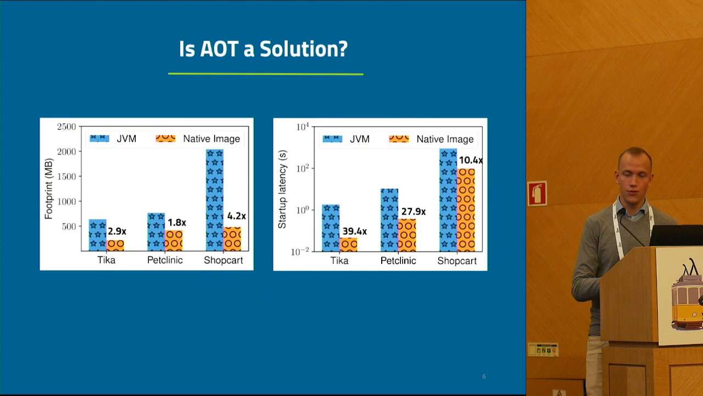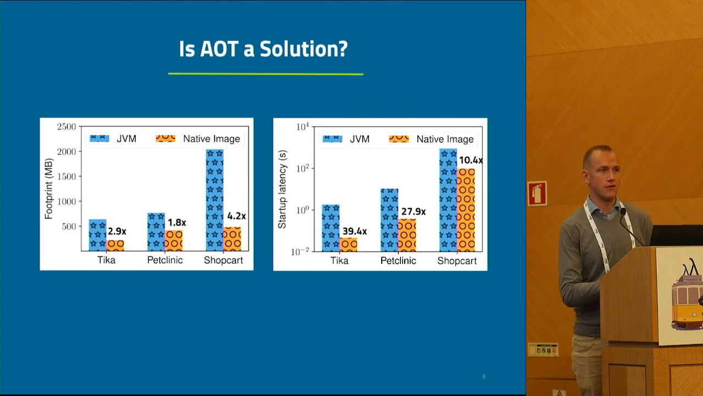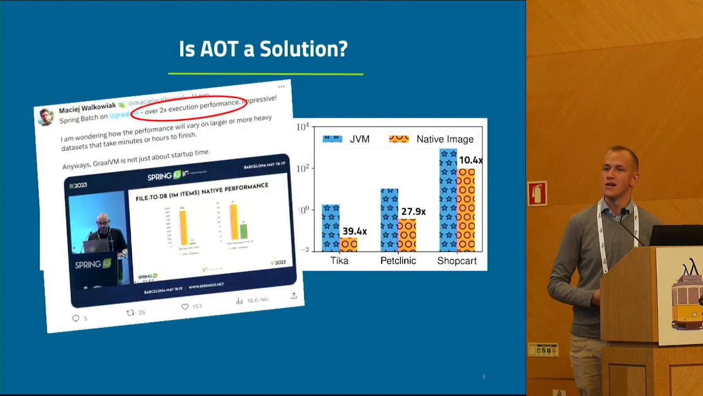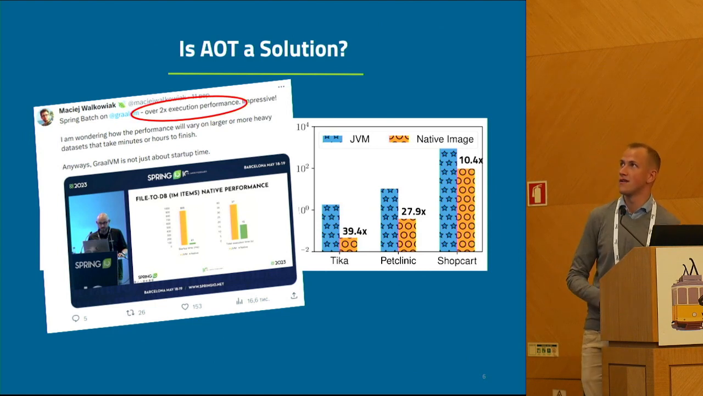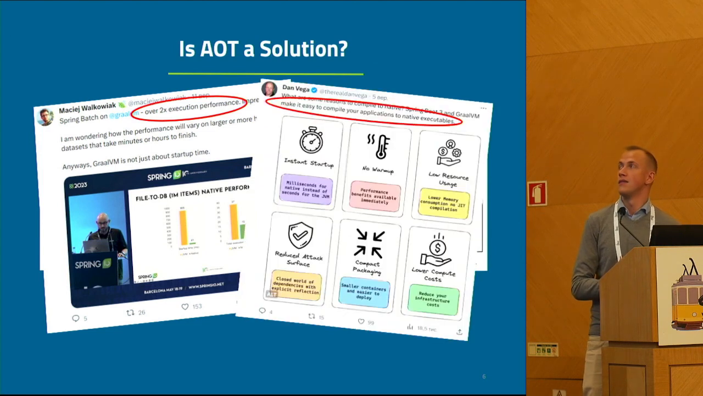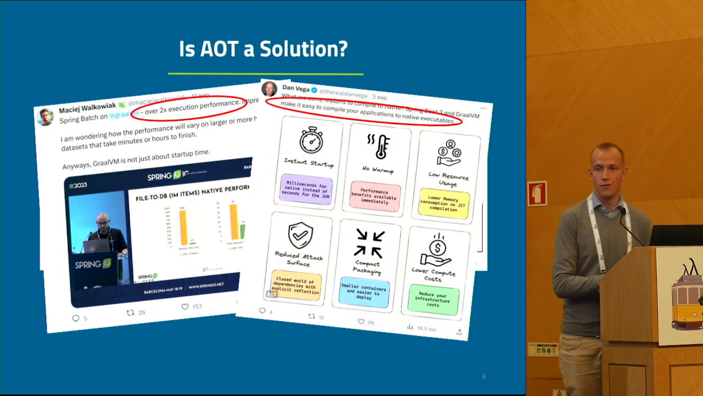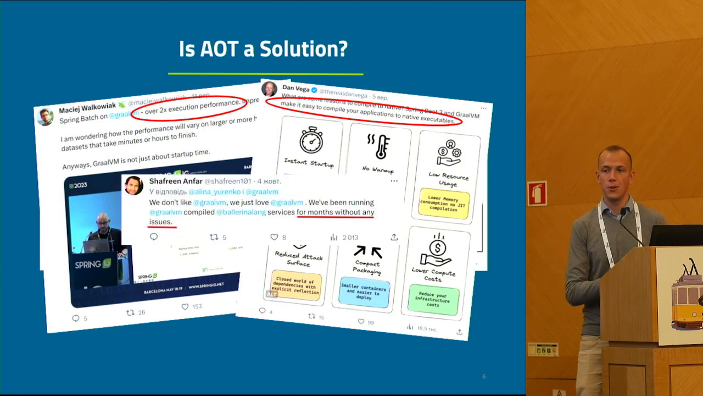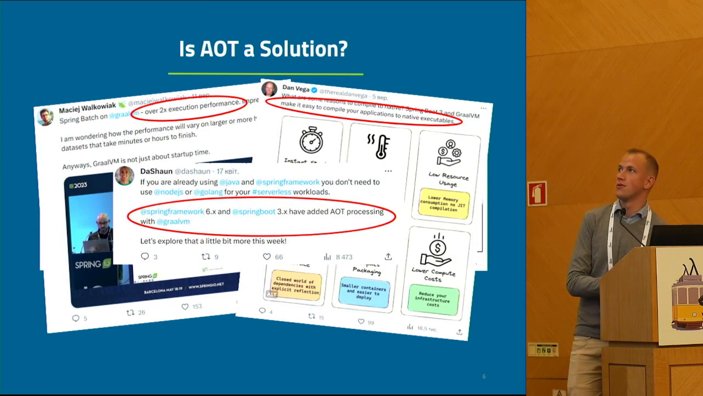Another good thing about GraalVM native image is that it's a trending technology, which is being widely adopted in production, as we can see from these tweets. It improves execution performance. It makes it easier to compile Spring Boot applications. Another example of production adoption of GraalVM and integration of GraalVM into Spring Boot.